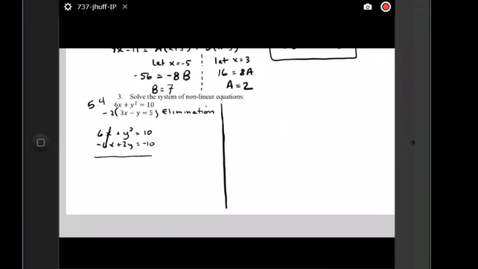Now x eliminates, and you've got to be careful with this column because they're still not like terms. You can't combine them into one term. You'd have to write it as y squared plus 2y equals 0. So now we have a quadratic equation.